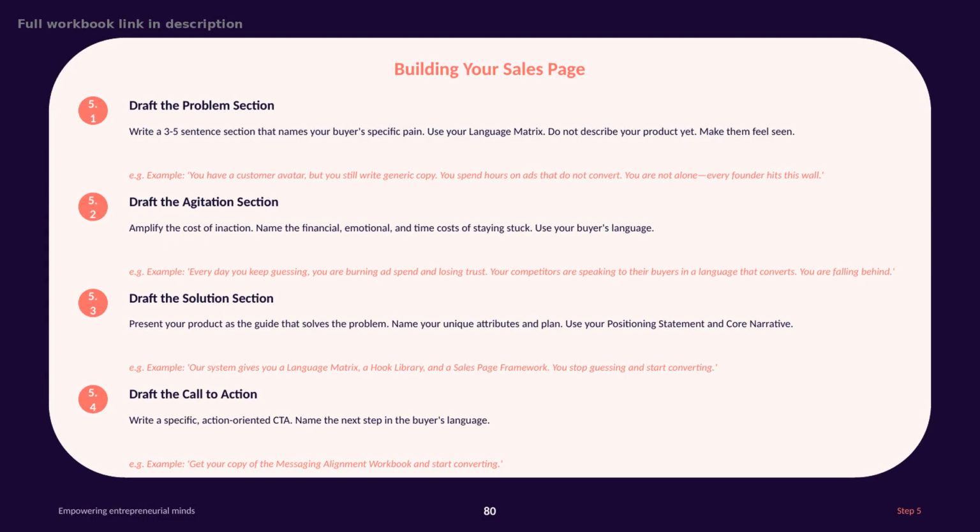Back in Lesson 4, you built your hook library. Now we're going to use those hooks and your core narrative to draft your sales page. Pause and grab your workbook. Step 1. Draft the problem section. Write a 3 to 5 sentence section that names your buyer's specific pain. Use your language matrix. Do not describe your product yet.